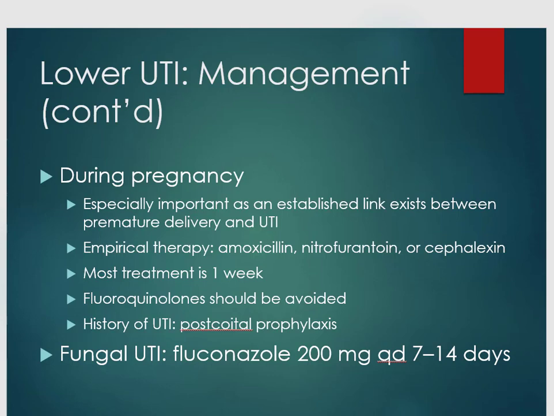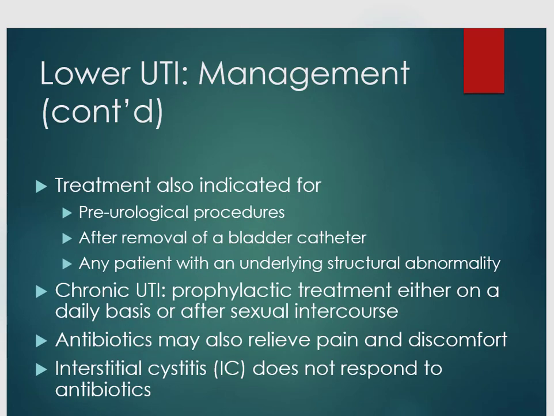If you have a fungal component to the UTI, fluconazole 200 milligrams daily for 7 to 14 days would be appropriate. If you have individuals getting ready for urological procedures, who have had a bladder catheter removed, or who have structural abnormalities, treatment may also be indicated. If you have a patient with chronic UTI, prophylactic treatment may be an option, such as Macrodantin, and they may need it just after sexual intercourse.